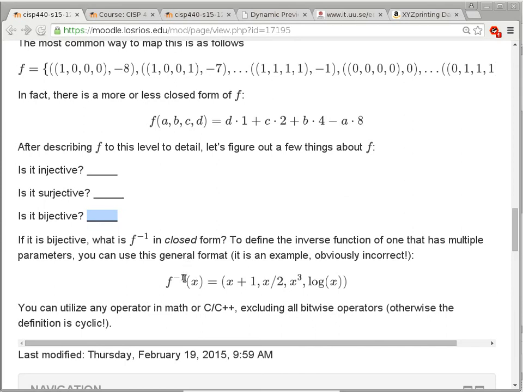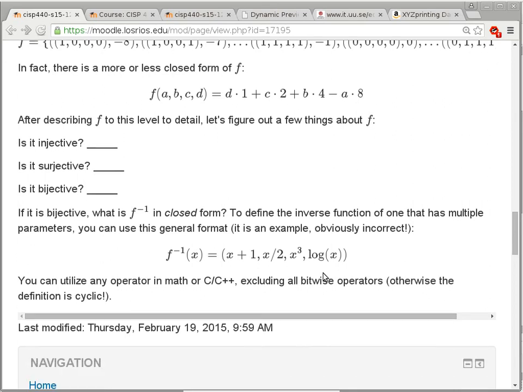So the closed form in this case is going to be a little bit funky because the other side is a 4 tuple. So what you need to do is to give me something kind of like this. This one is obviously incorrect, but you have to give me a 4 tuple on the other side that depends on one single value, which is x here, and that will be the inverse function. And I explicitly said here you cannot use bitwise operators because that's kind of like circular reasoning. Okay, so how would you do that? Now you can utilize any operators in math or C++, which means the ternary operator is at your disposal as well.